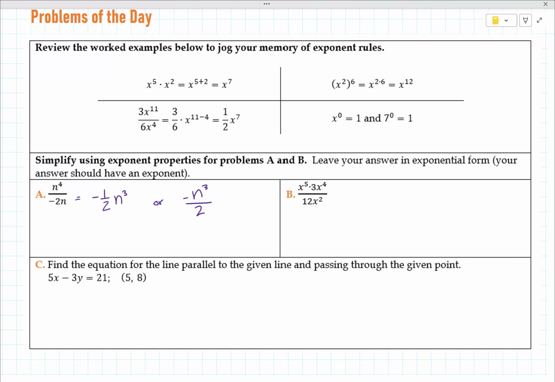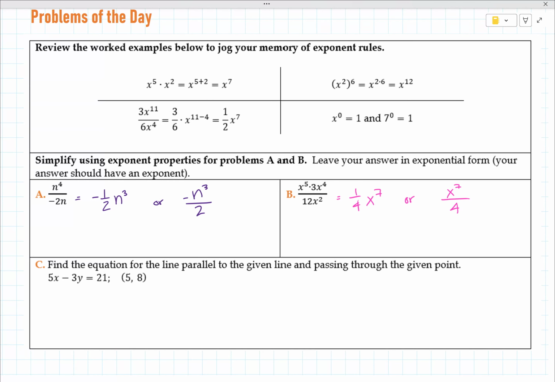Question B, your final answer should be 1/4 x to the 7th, same as question A, or you could put your x to the 7th on top with the 4 in the denominator. Either one is fine.